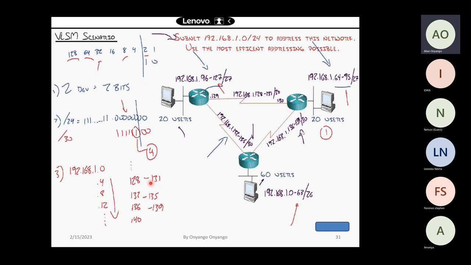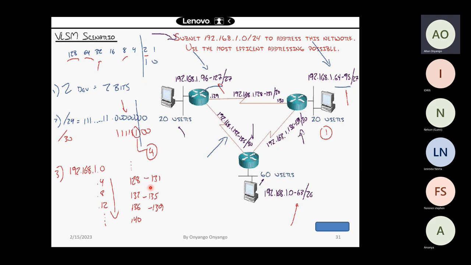In this 128 to 131, .128 is the network address. .129 is the first usable. 1.130 is the second usable. So .129, first usable. .130, second usable. There's no third usable. Why? Because 131 is the broadcast address.